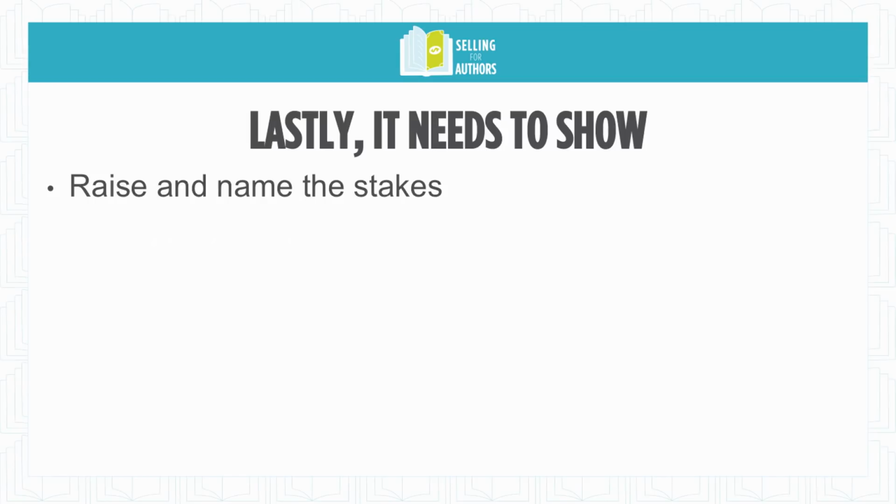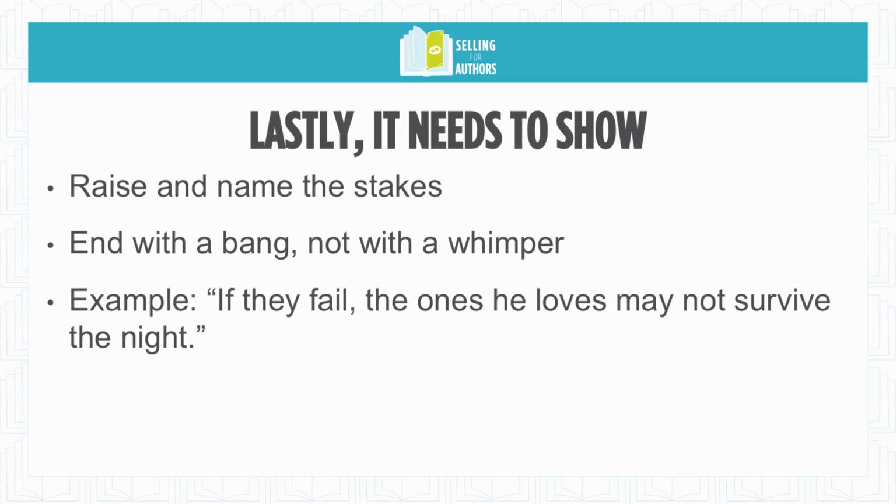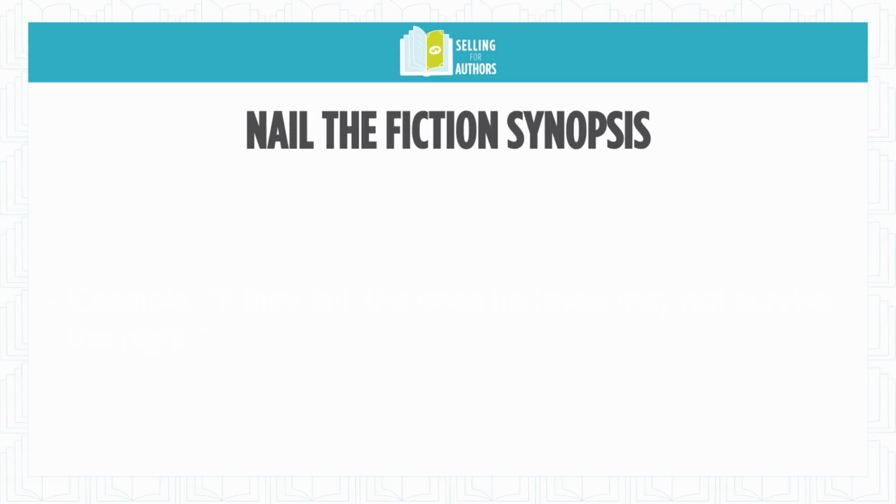You need to raise those stakes to their highest possible end and name them. What is the consequence of the protagonist not achieving his or her goal? Because you don't want to just peter out. You want to have a big reason for the reader to go buy your book. For example, if they fail, the ones he loves may not survive the night. Someone might die, and the ones he loves are the ones who might die if the protagonist doesn't succeed.